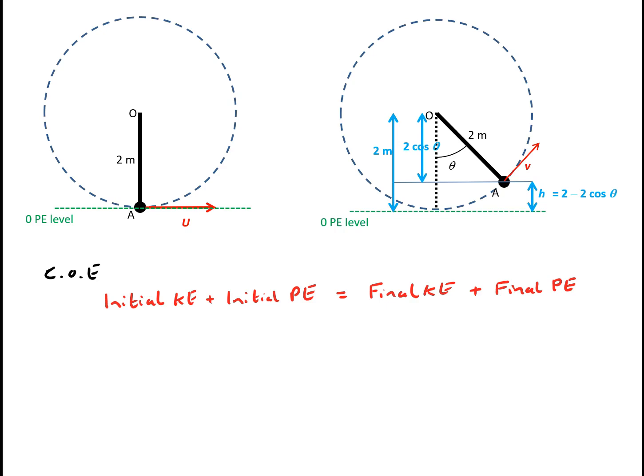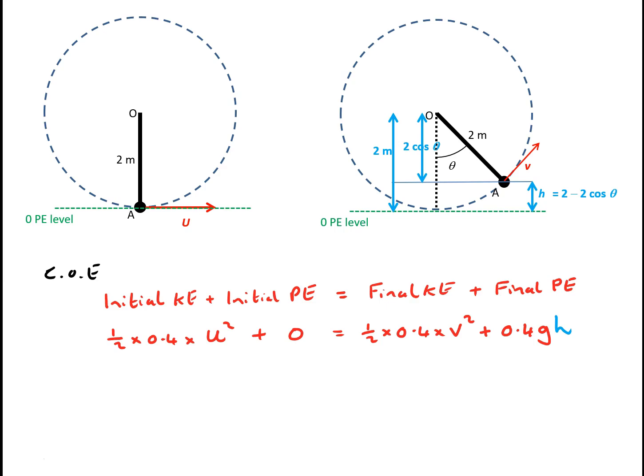So the initial KE plus the initial PE is a half mu squared plus 0, but we know that the mass of the particle is 0.4 kilograms. So we've got a half times 0.4 times u squared as the KE term plus 0 as the PE term. Moving to the second diagram, the KE in this case is a half times the mass 0.4 times v squared plus m, 0.4, times g times h.